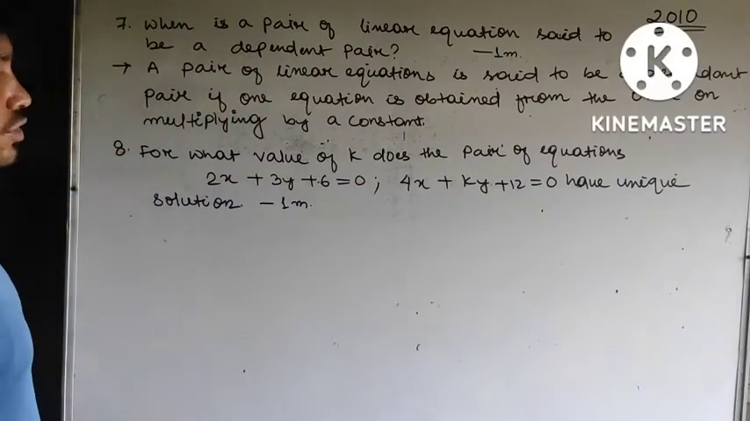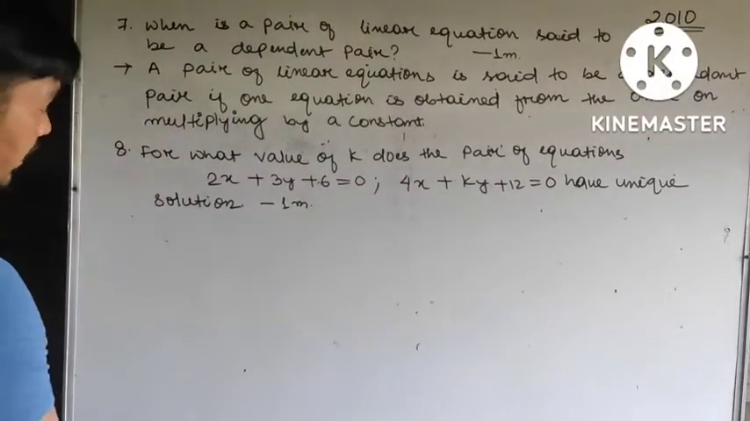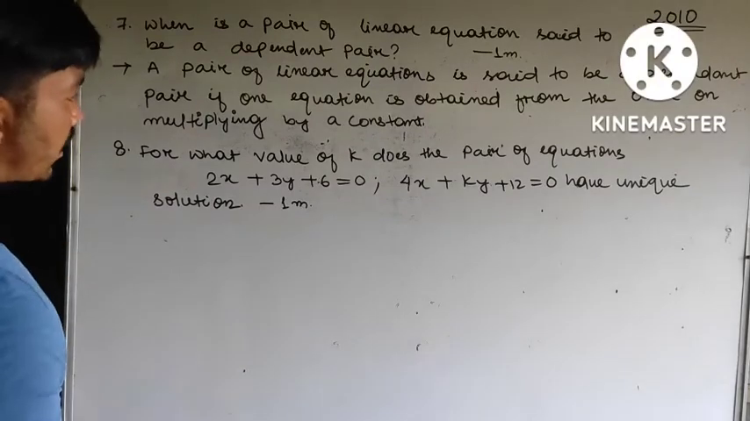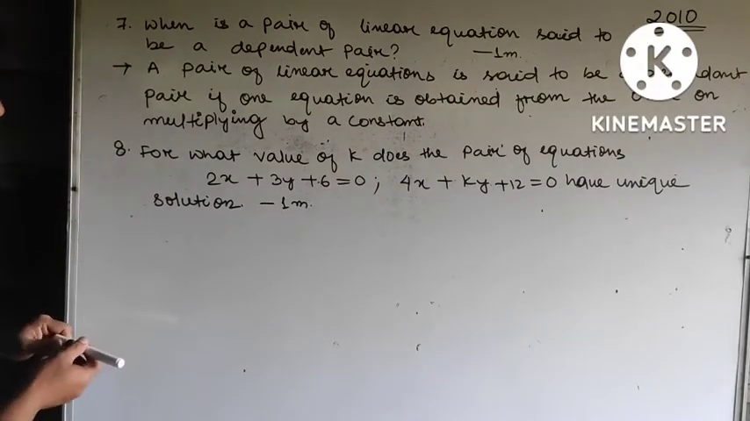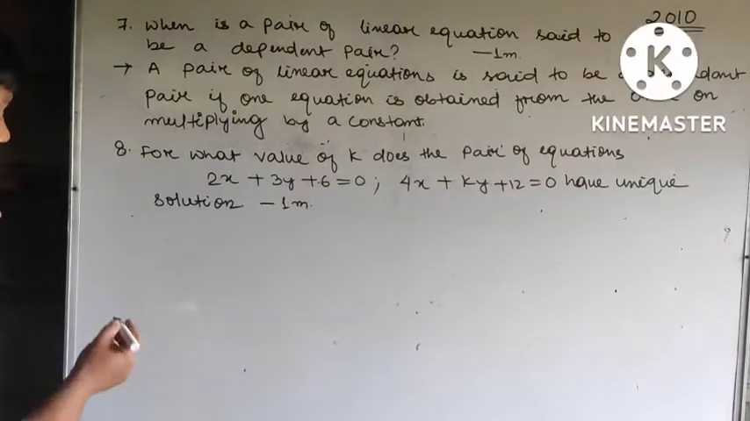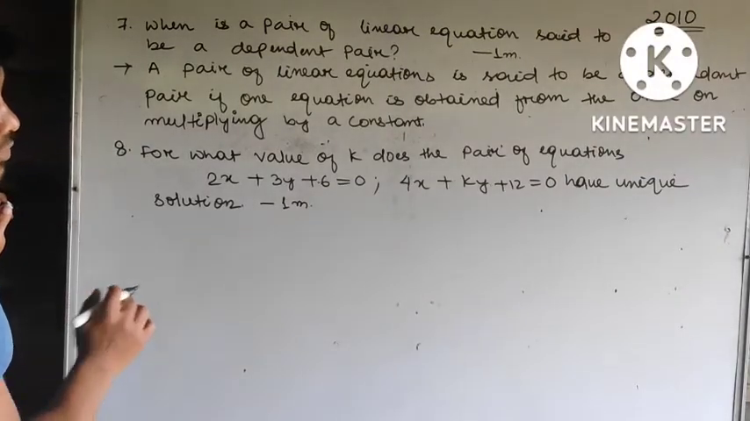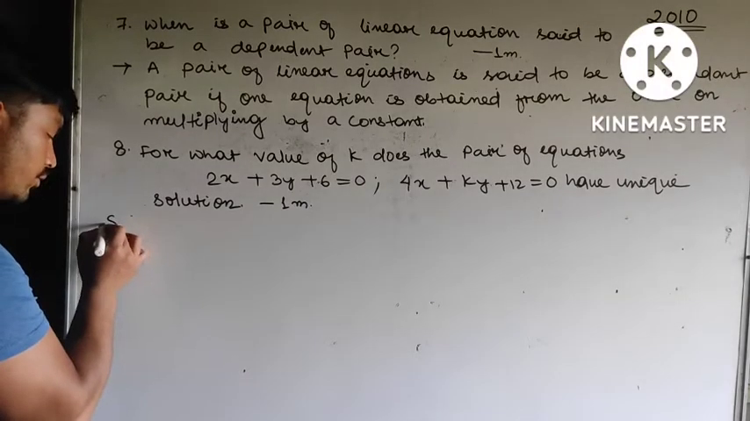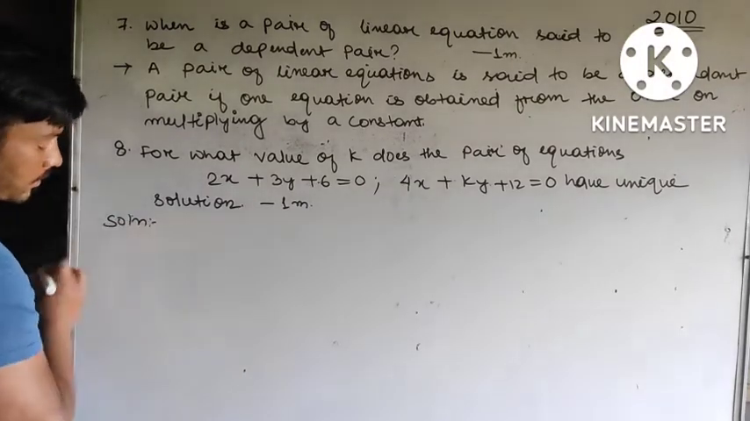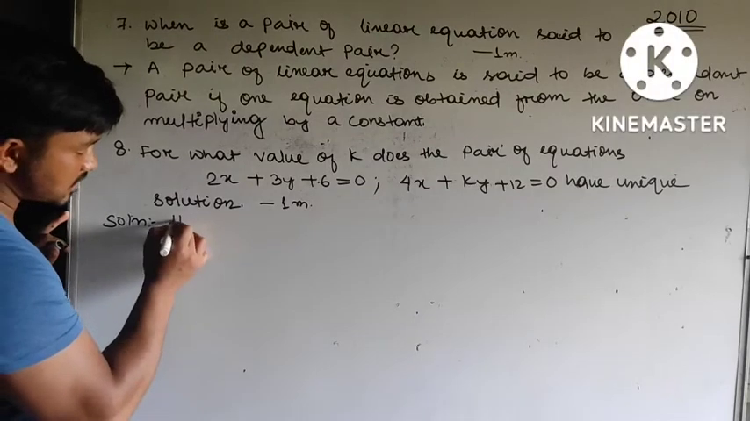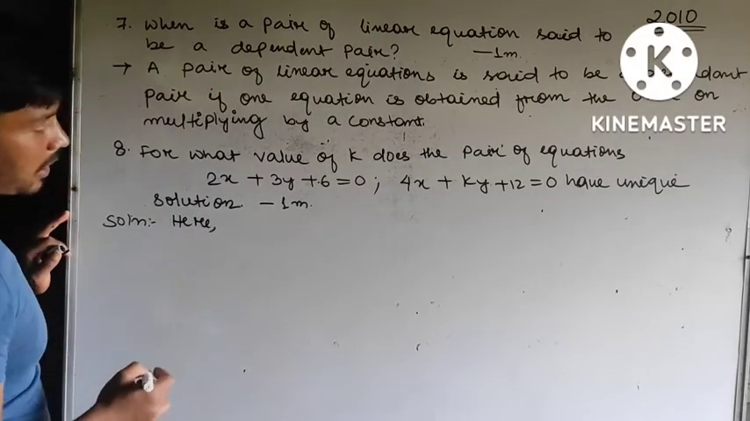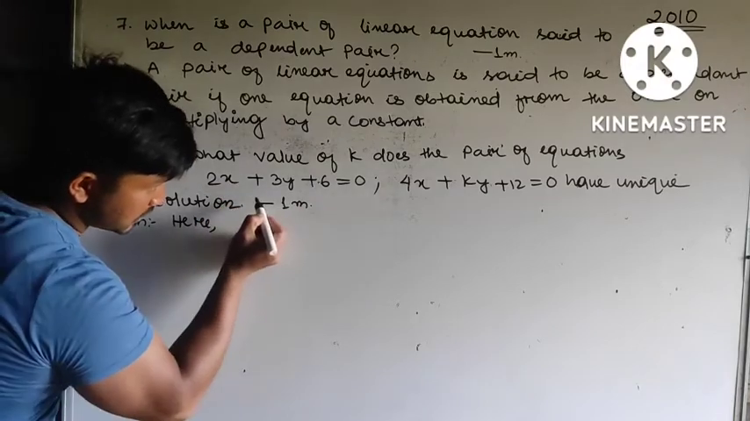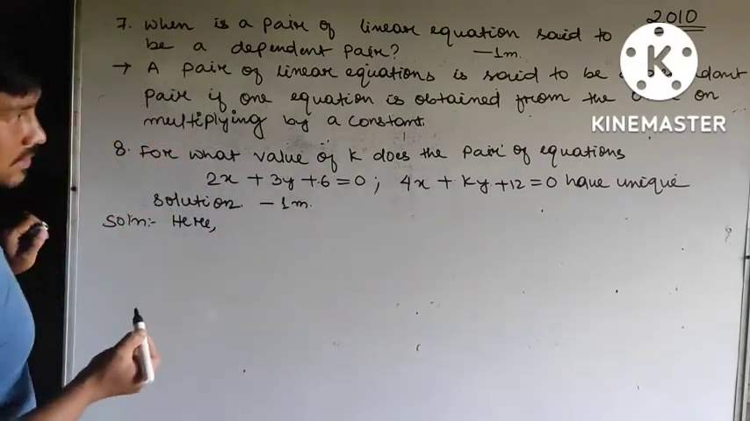So what will be the value of k so that this given pair of equations will have a unique solution? Unique solution means only one solution, right? So only one value of x and y. Let's see what we get. We have to find the value of k. The equation is already given in the question, so I will not write that. The first equation is this and the second equation is this.